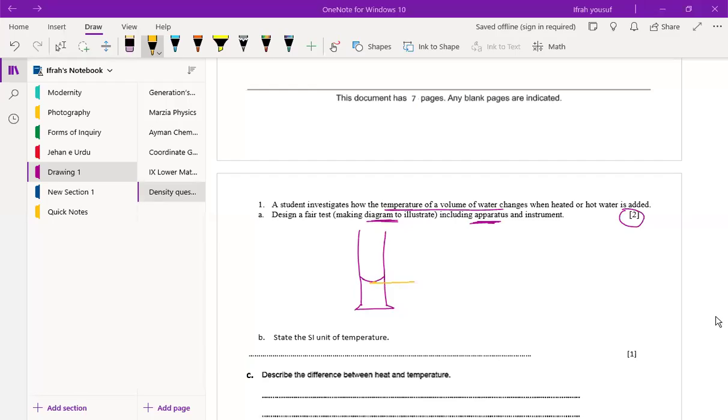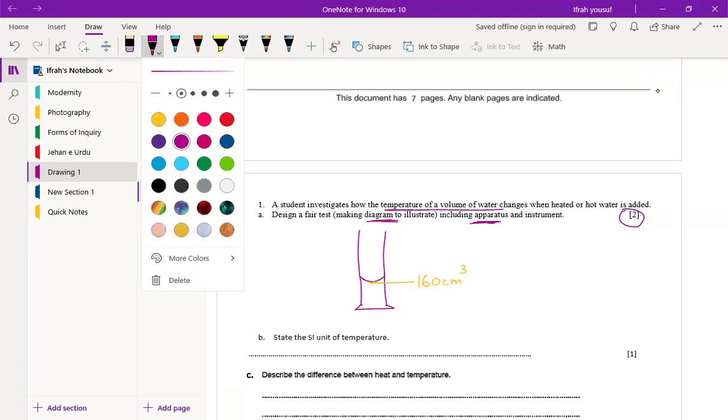If we are required to draw the level at 160 centimeter cube, then the bottom should touch the level of the 160 centimeter cube. Is this clear? Okay. Yes, sir. All right, so let's continue.